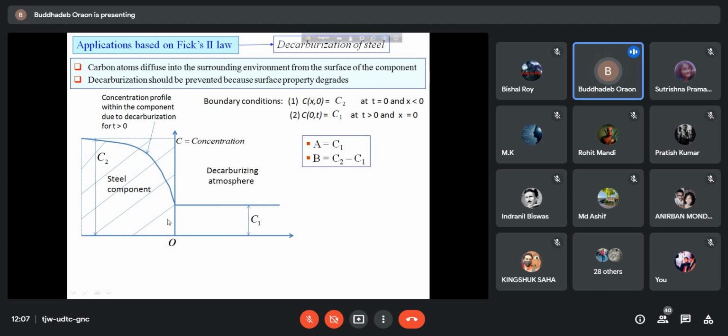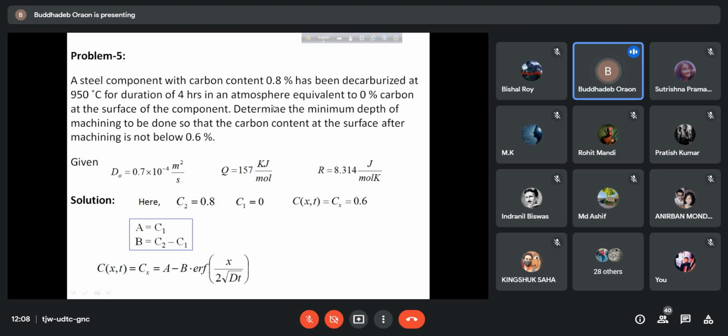So basically what is happening is that on the left hand side is the steel component, and from here carbon is diffusing into the right hand side atmosphere. If you take a certain depth from the origin, then the concentration will get some value. What has been given in this problem is that we are supposed to find the minimum depth X such that the concentration is 0.6%. That is the problem.